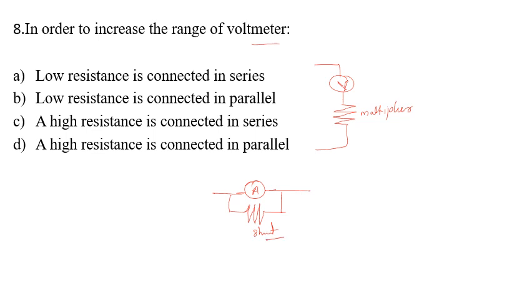But for voltmeter, to extend the range of voltmeter, we are connecting a higher resistor in series with the voltmeter, that is the multiplier. So to increase the range of voltmeter, we are using a higher resistance in series with the voltmeter. So option C is the answer for this question.